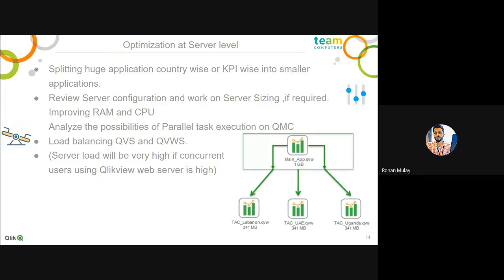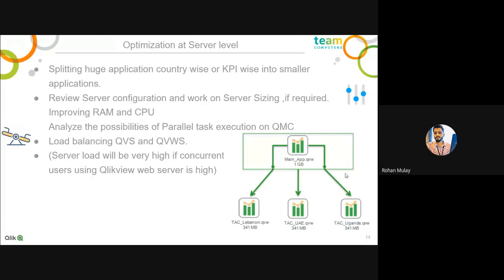So you can imagine one particular user is actually interested in only one particular sheet of that application, but still he has to open that entire 1 GB application. So we will try to split those applications maybe plant wise, or if we have a country wise application, we'll split that application country wise.